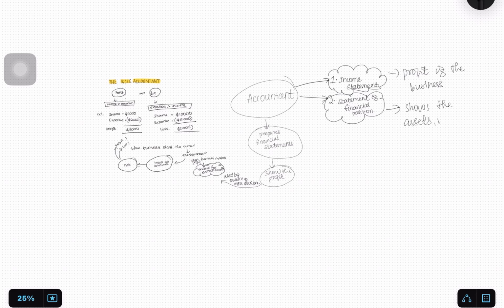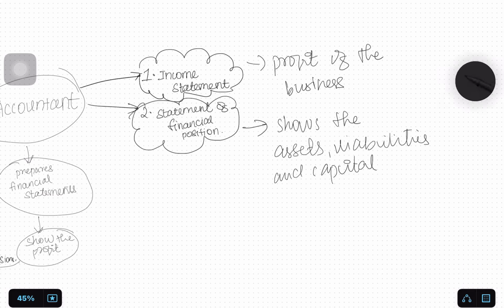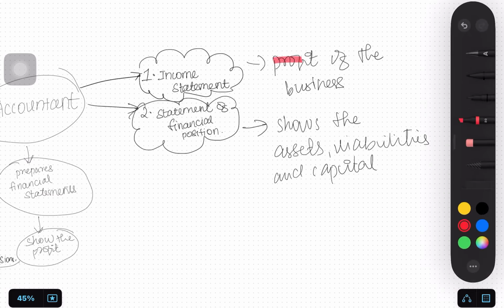assets, liabilities, and capital. So we will look into the preparation of these financial statements in the later chapters, but let's just know that this is used to calculate the profit of the business, and this shows the assets, liabilities, and capital.